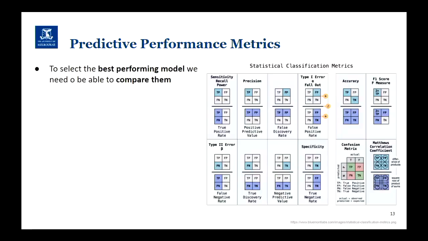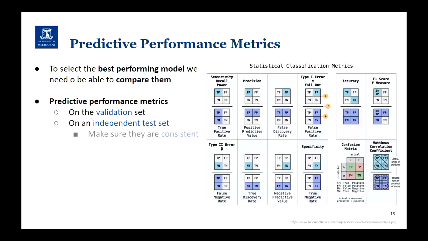And then, since we know how to validate a specific predictive model, we need to be able to compare them. So how do we select the best performing model? For that, we have different predictive performance metrics, and we're going to talk about a few of them here. Again, this is not going to be an exhaustive list. Okay? We want to compare performance on the validation sets, and hopefully the performance on the independent test set will be consistent. That's our goal. Okay? And there are multiple metrics, as I mentioned, for both classification and regression.